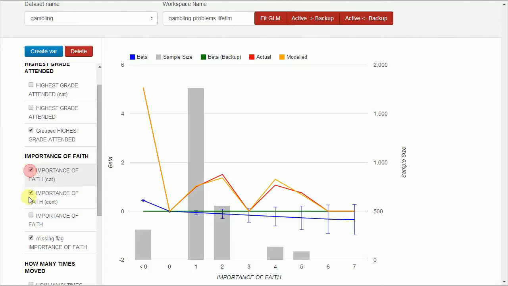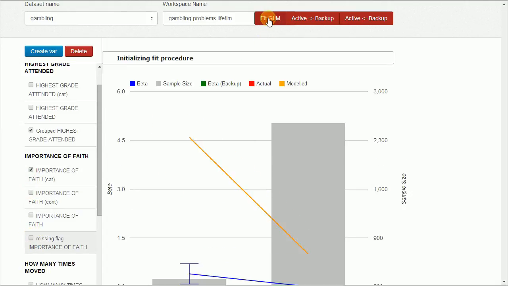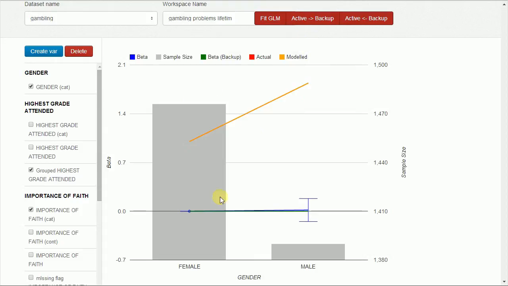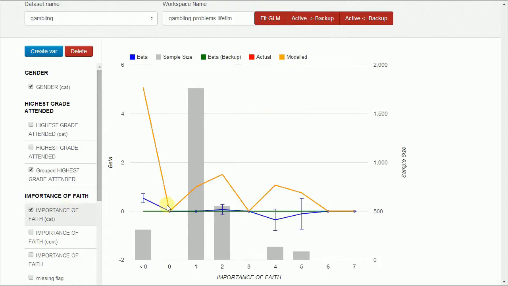So let's quickly fit importance of faith as a categorical version again and see how that differs. So each band is treated as a category in a categorical variable essentially. Since each band is allowed to have its own beta coefficient, the actual and modelled values fit together perfectly. But this is overfitting the data and leads to some problems.